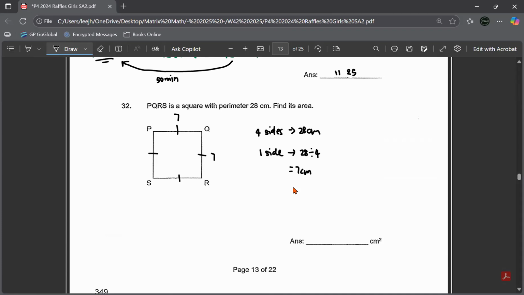Area means length times length for square, not length times breadth. Length times breadth is actually rectangle. So area will be 7 times 7, 49. Answer: 49 square cm.